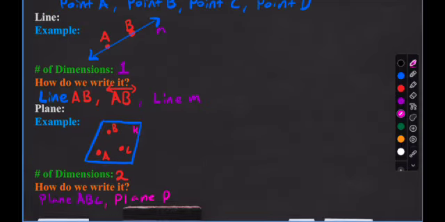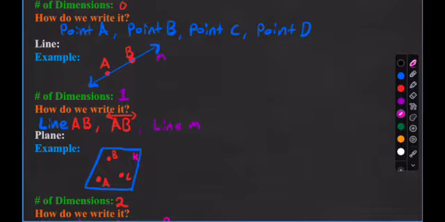So that is just our undefined terms, point, line, plane. The easiest way to describe these is by showing a picture. And they are so simple of an idea that we are not going to try to really explain what they are.